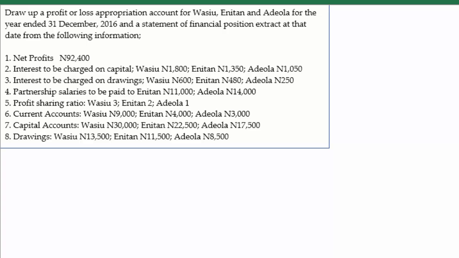The current account Wasiu 9,000, Enitan 4,000, Adiola 3,000. The capital account Wasiu 30,000, Enitan is 22,500, Adiola is 17,500. Finally is drawings. Wasiu 13,500, Enitan 11,500, Adiola 8,500.